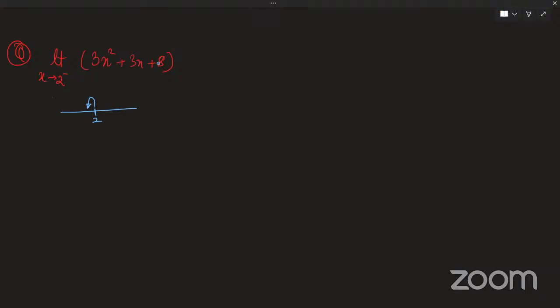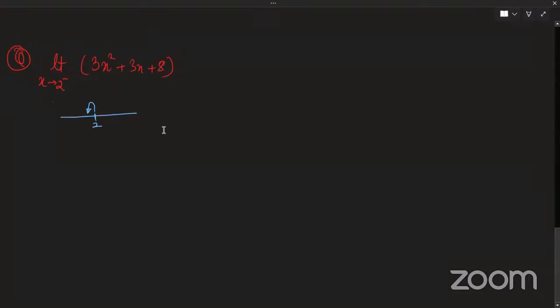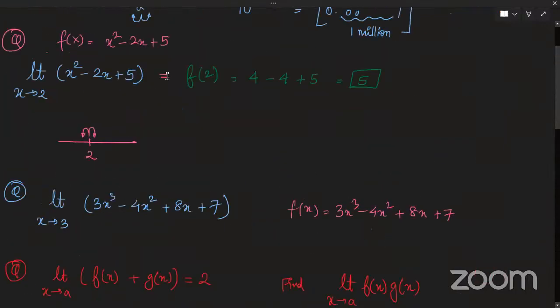Why will it be -2? Left hand side. Okay, but I am saying that my number is 2. My x is equal to 2. It is just a smaller number than 2. How will this question be any different than this one? How is it any different than this one?